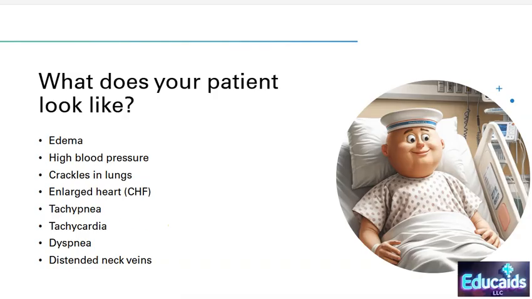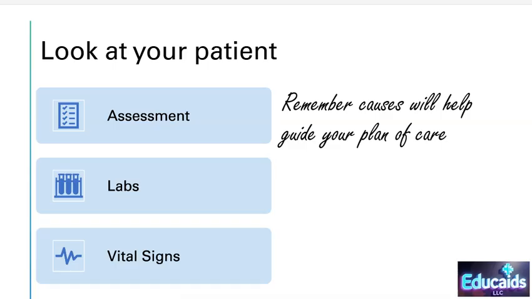So looking at your patient, you're going to assess them. So you're going to look for edema. You're going to look for jugular vein distension. You're going to look at their vital signs. Is their blood pressure elevated? And you're also going to look at their labs. And so these three things that you're going to assess for, that's going to help guide your plan of care, how you're going to take care of them.